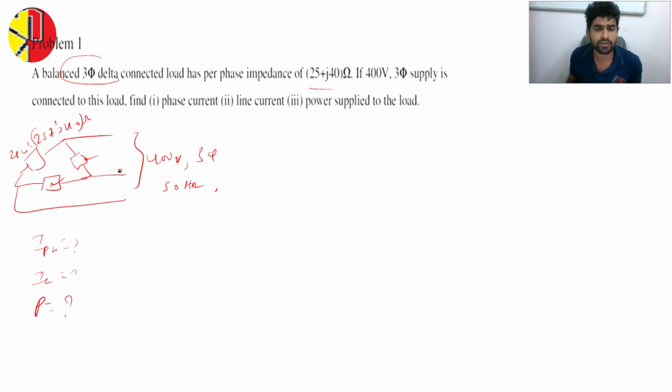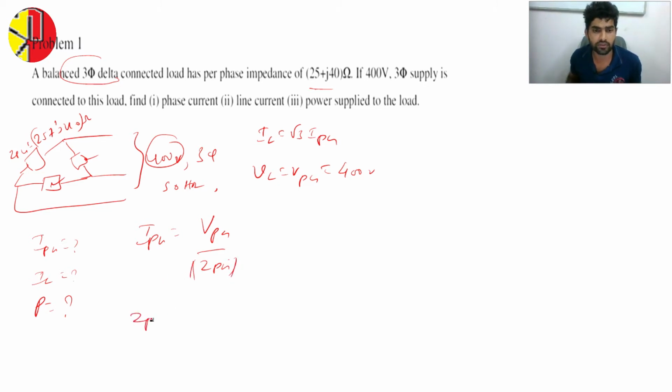So what is the condition for delta, the relationship between voltage and current? IL is equal to root 3 I phase, right? So VL is equal to what? V phase. They have directly given it, so 400 volts. Now we need to calculate I phase. I phase is equal to V phase by Z phase. So how to calculate Z phase?